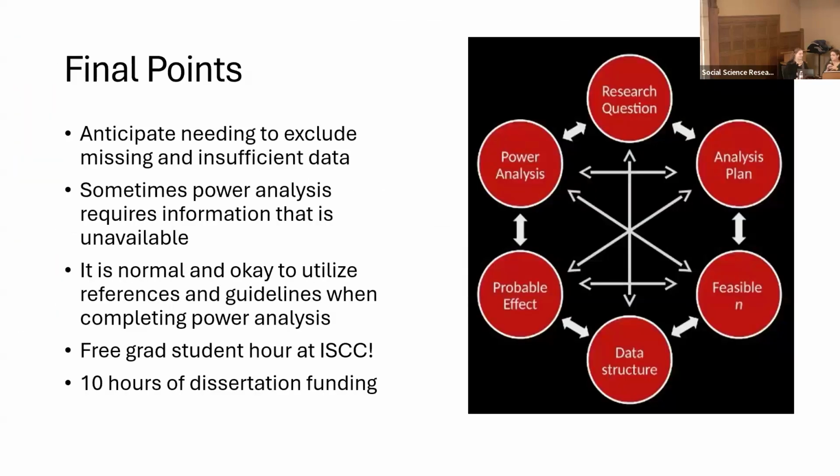All right, summary. So, just to give you a quick overview of all of this information that we've thrown at you, anticipate needing to exclude missing and insufficient data. Yes, G*Power is very helpful in many ways. Power analysis is a required step of the research process, but anticipate that you're going to need more than what this calculation can give you. It's a computer, it's doing a statistical equation. It's not thinking about if you're going to have participant attrition or if people aren't going to be giving you good data.